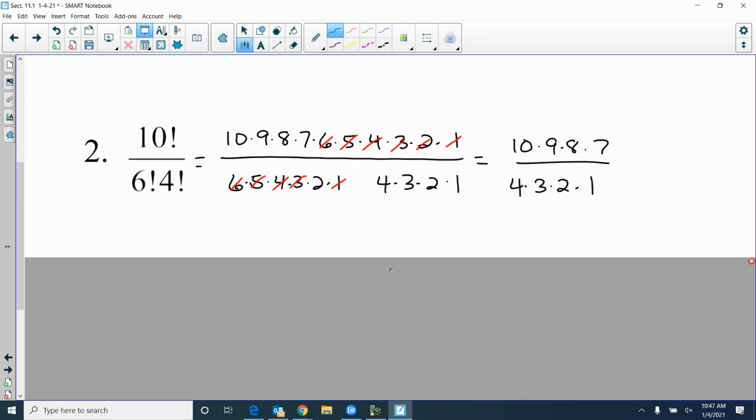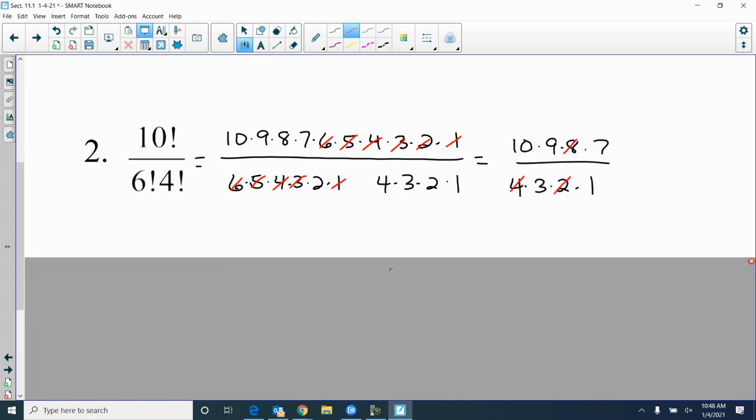You want to cancel again. Now, nothing is a 1-to-1 cancel, but take a look at the bottom. You got a 4 and a 2. What's 4 times 2 equal? 8. You got an 8 on top? Cancel that. So really, they're equivalent. So this 8 cancels with the 4 and the 2.